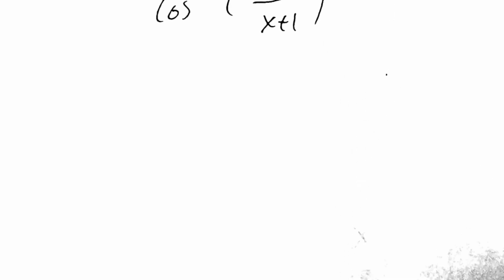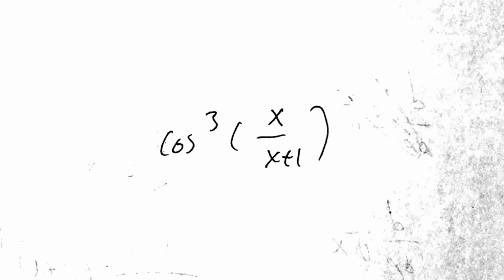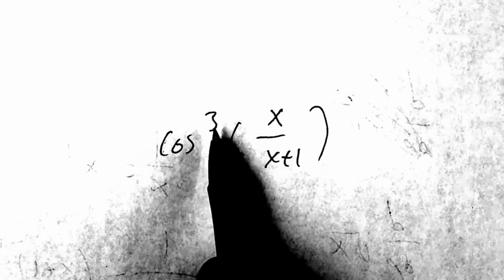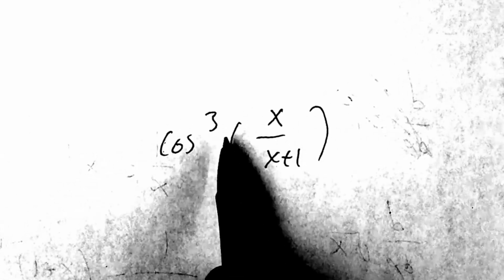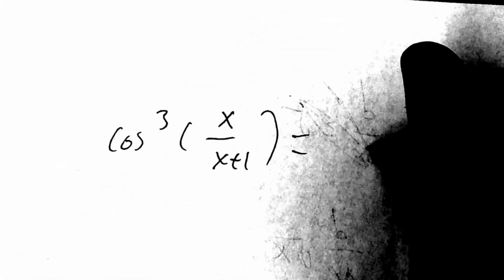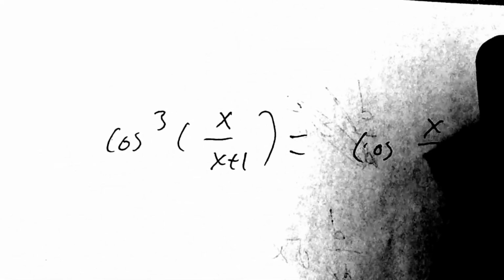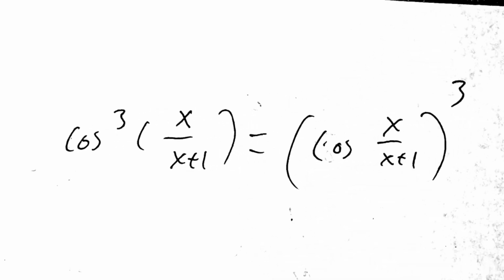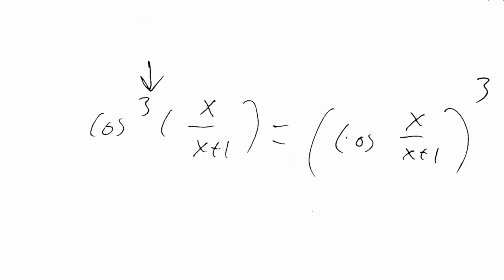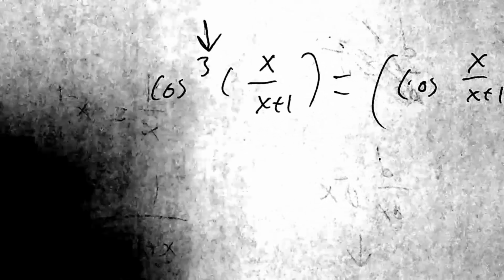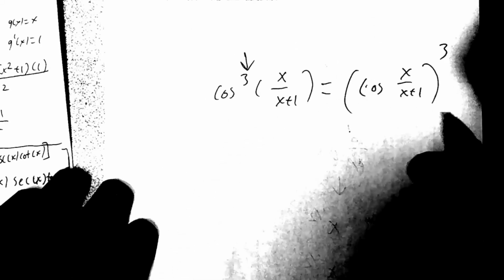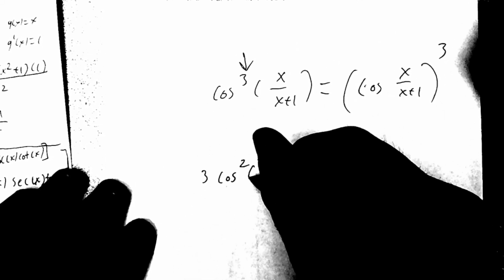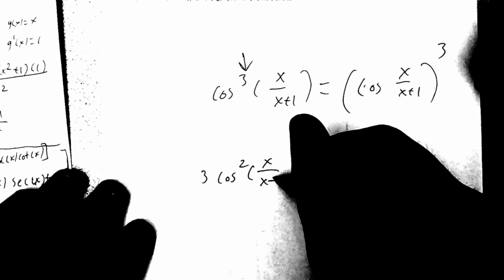So this is a chain rule problem, but it's actually two chain rules. This cube right here is confusing. This is basically saying the same as cosine x over x plus 1, cubed. These are the same thing. So your outside function is actually this cube right here, so we're going to deal with that first. We do the power rule, so it's going to be 3 cosine squared x over x plus 1.